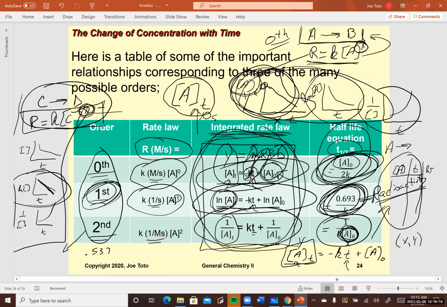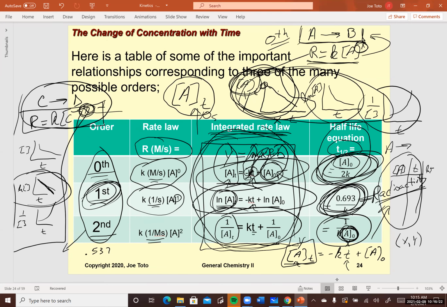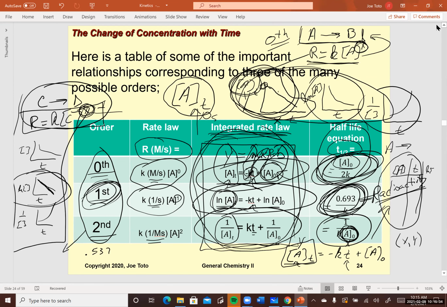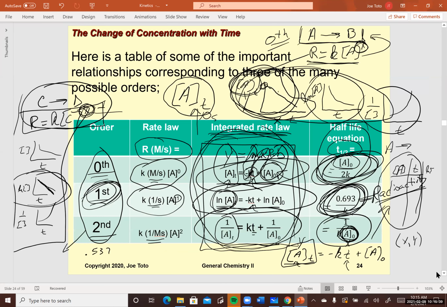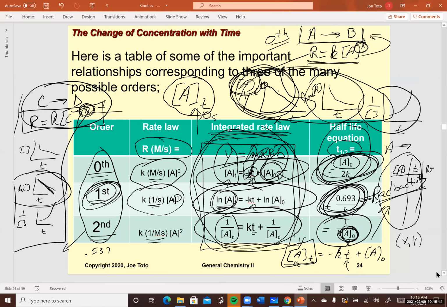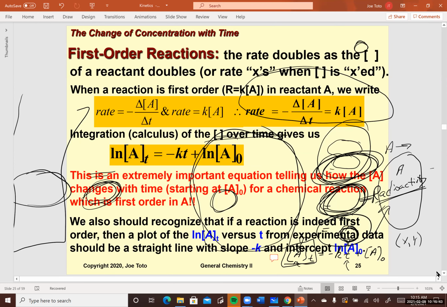All righty. Now, the next few plates are important, but not as important as this plate. I think it just goes on and shows you where these were derived from. For example, and this is just for people who have calculus, you're not going to be tested on any of this stuff. So for, say, a first order rate law.